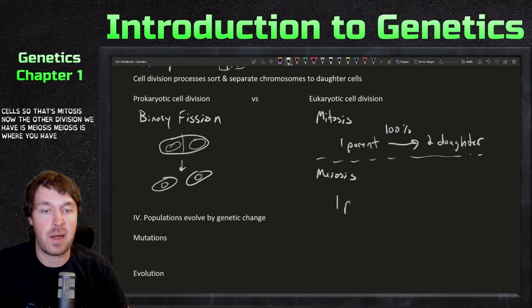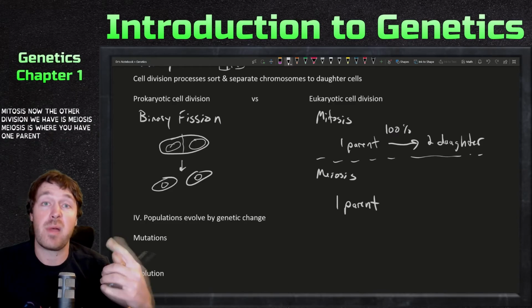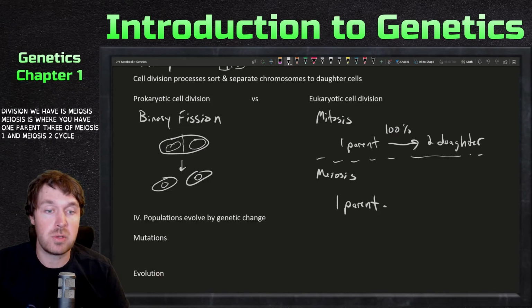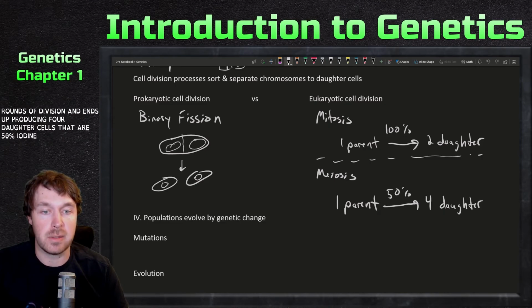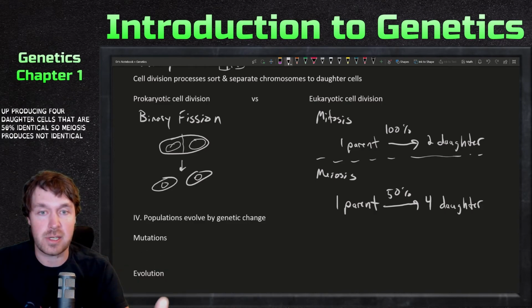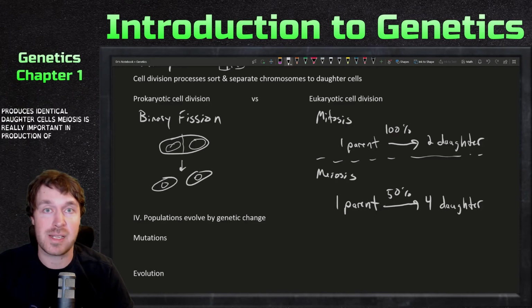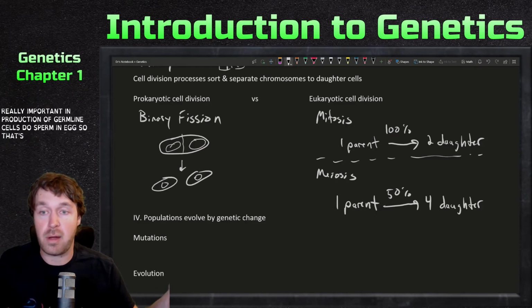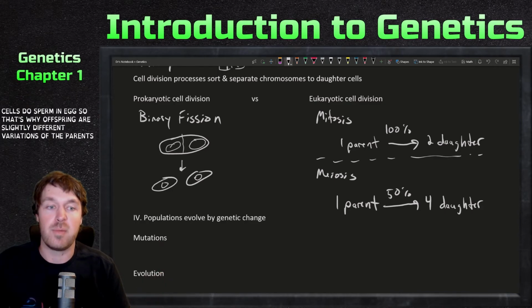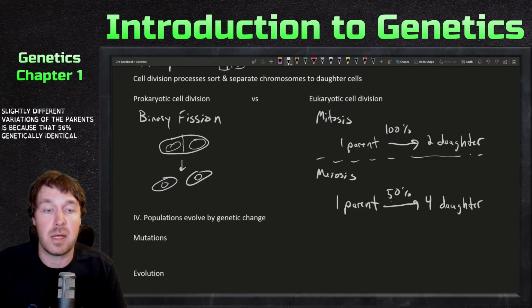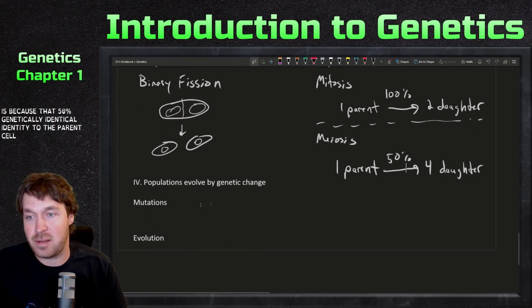Now the other division we have is meiosis. Meiosis is where you have one parent. So we have meiosis 1 and meiosis 2. So it goes through 2 rounds of division and ends up producing 4 daughter cells that are 50% identical. So meiosis produces non-identical daughter cells. Mitosis produces identical daughter cells. Meiosis is really important in production of germline cells, so sperm and egg. So that's why offspring are slightly different variations of the parents. And it's because of that 50% genetic identity to the parent cell.